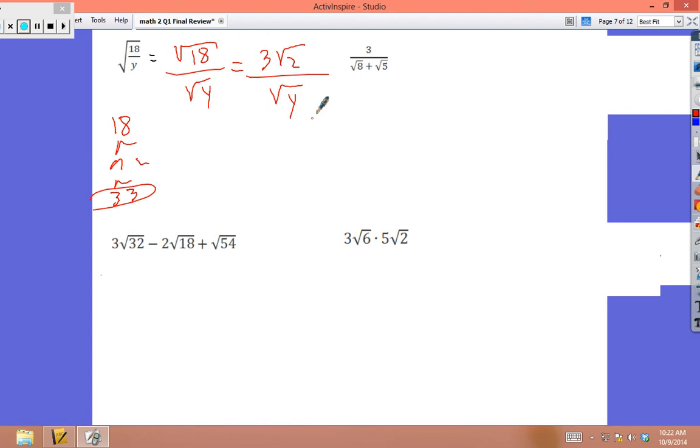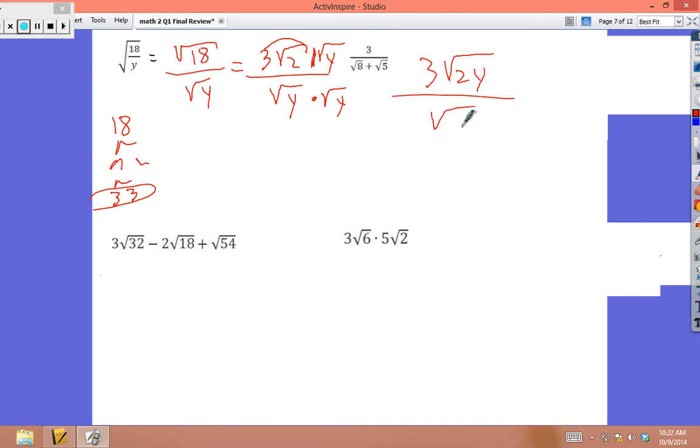But you cannot leave a radical on the bottom. So you've got to multiply the top and the bottom by whatever this radical is. So square root of y, because you're going to create a square. So look on the top. You multiply the insides together, you multiply the outsides together. Outside is a 3. 3 times 1 equals 3. Insides multiplied together: y times 2 is 2y.